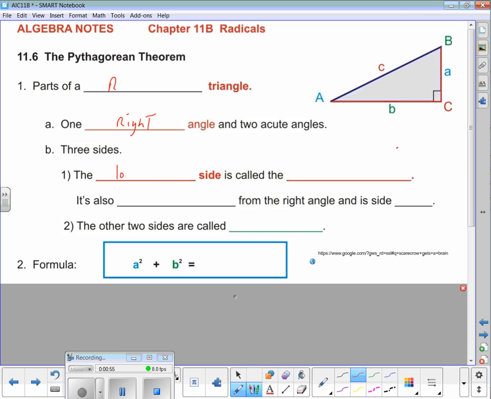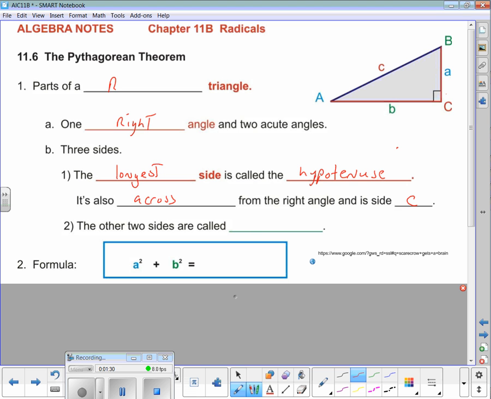All right, when you have the three sides, the longest side, you remember what it's called? You learned this in pre-algebra last year. The longest side is called the hypotenuse. Let me spell it again for you. Hypotenuse. It's the longest side. It's also across from the right angle and is always side C in the formula.